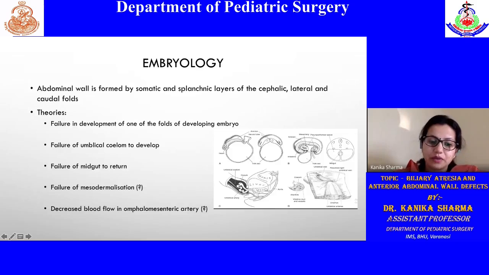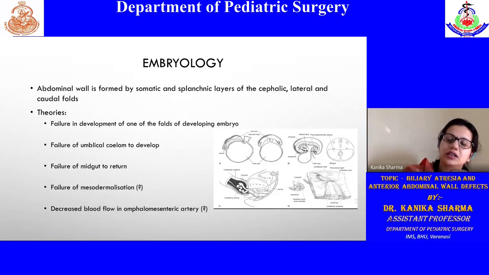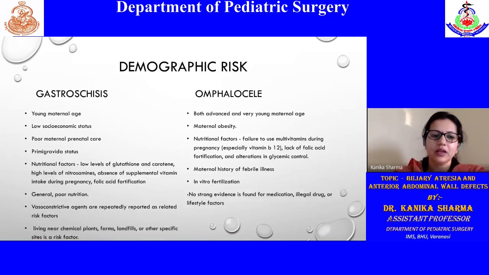The other hypotheses which are proposed are failure of mesodermalization. It means that when the gut goes back, the covering fails to develop properly, then this may lead to the defect in the anterior abdominal wall. Or when there is decreased flow in the omphalomesenteric artery, which leads to weakness in the abdominal wall and may produce a giveaway at that site from which the gut comes out. So of the two that I told you, the most common are the omphalocele and the gastroschisis.